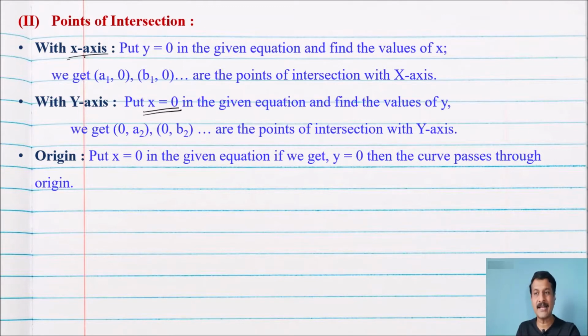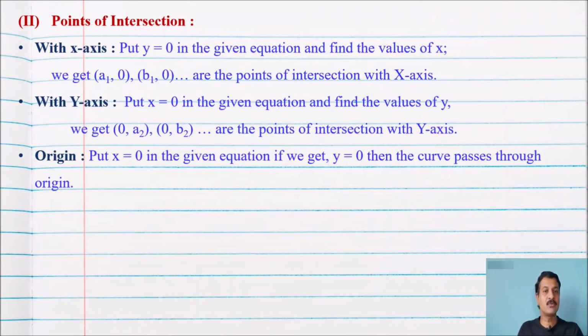Note that the x axis means y equal to 0; this is the equation of the x axis. Similarly, the y axis means x equal to 0 is the equation of the y axis. So put these values there and find the different values of y. Suppose (0, a2) and (0, b2) are the points of intersection with the y axis. It means that for the points of intersection with the coordinate axes, we substitute x equal to 0 and find the different values of y, and put y equal to 0 and find the different values of x.